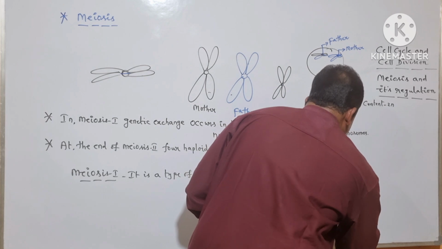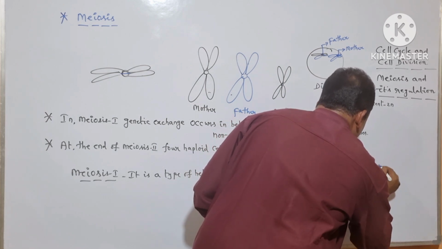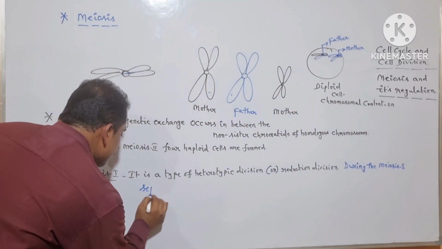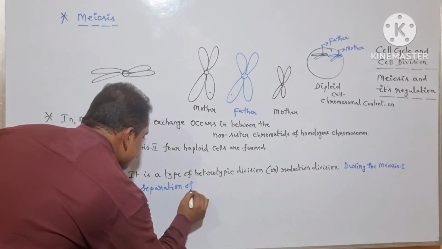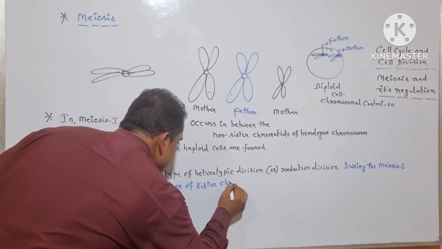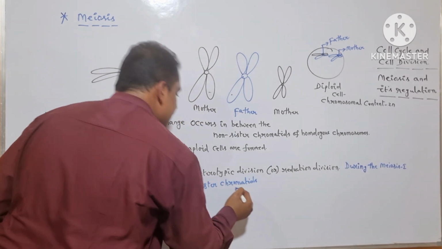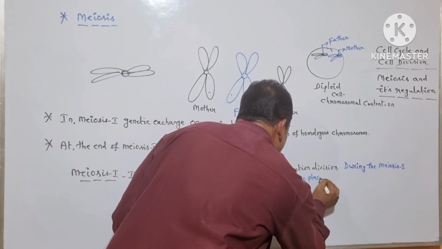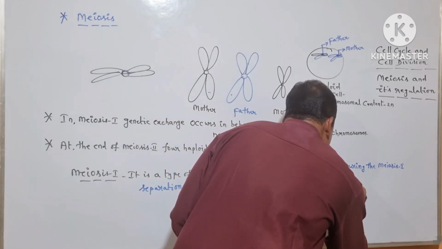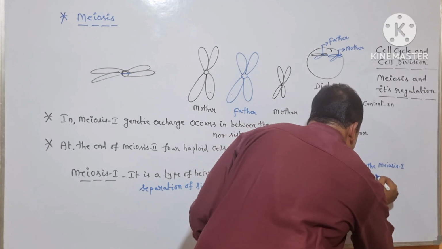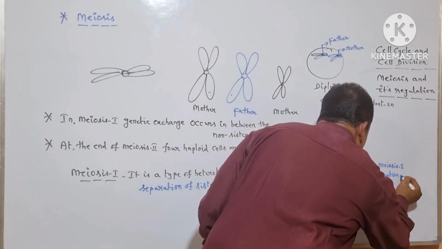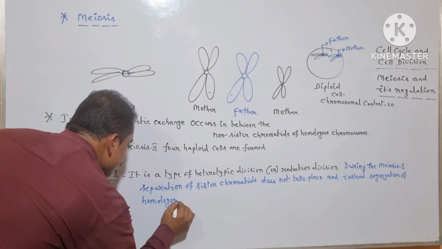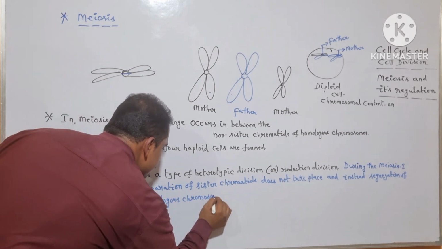During meiosis 1, separation of sister chromatids does not take place, and instead segregation of homologous chromosomes takes place.